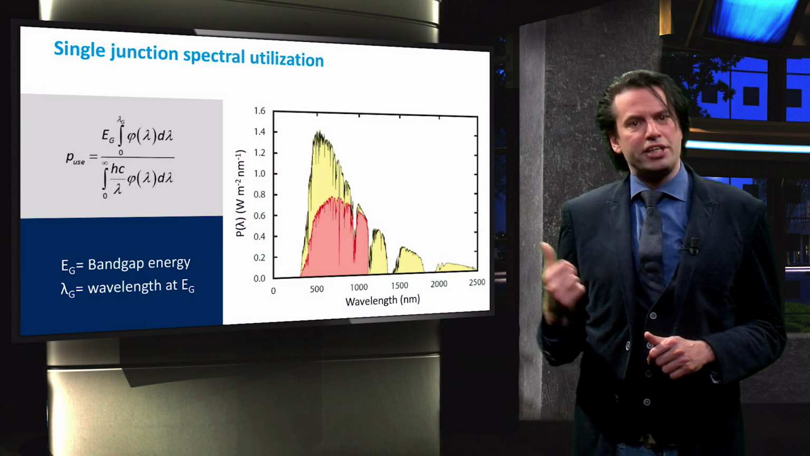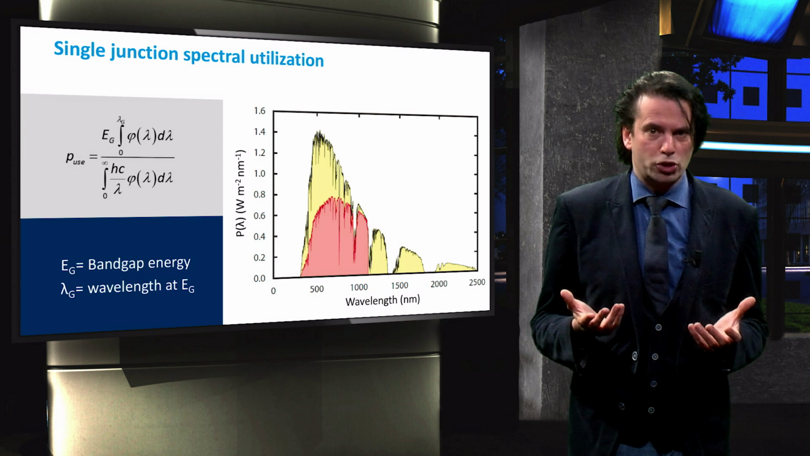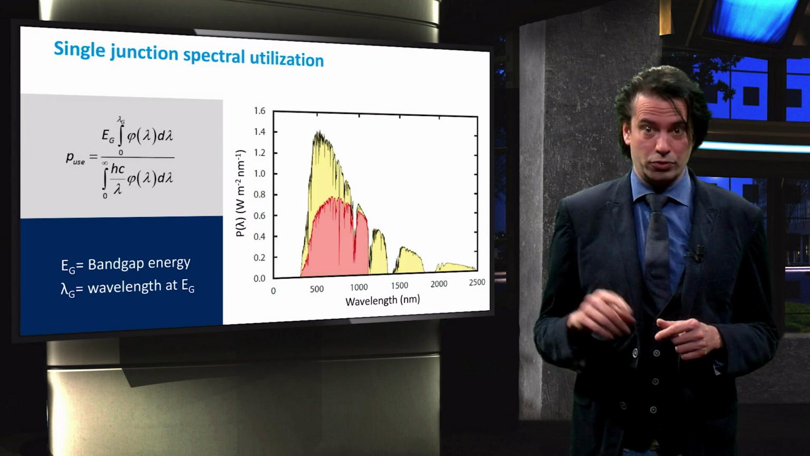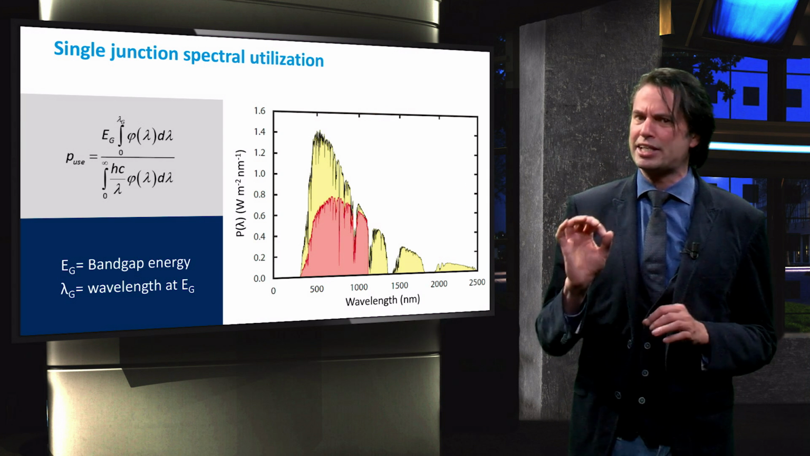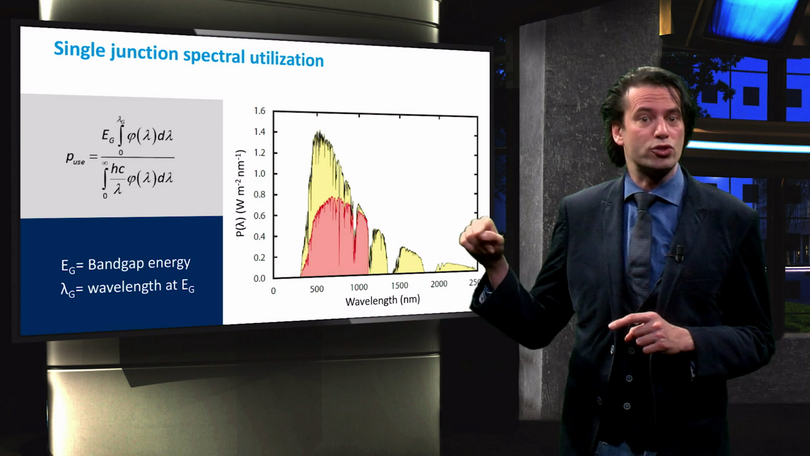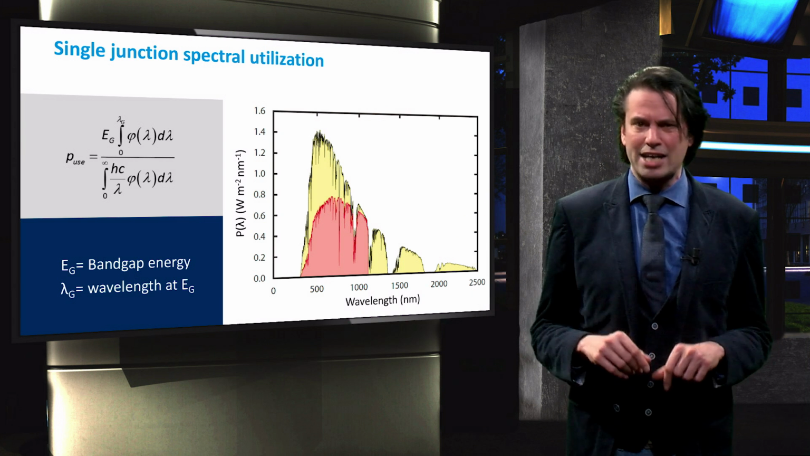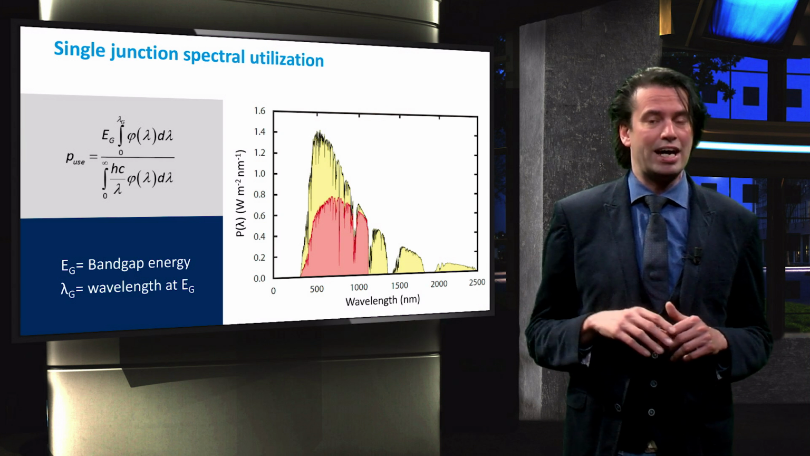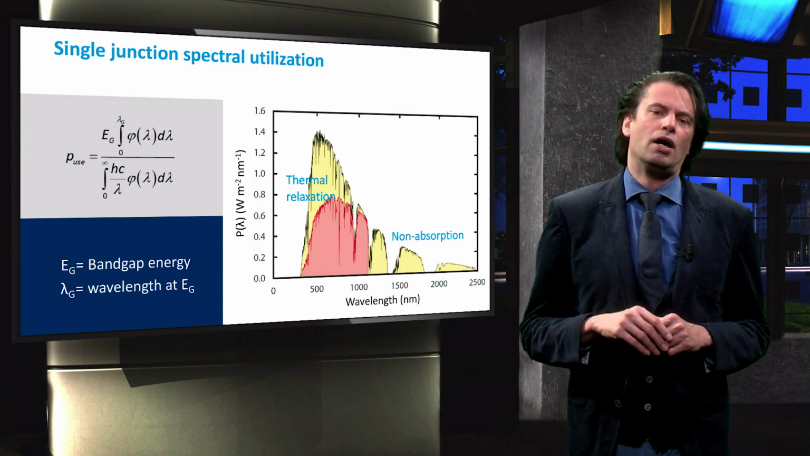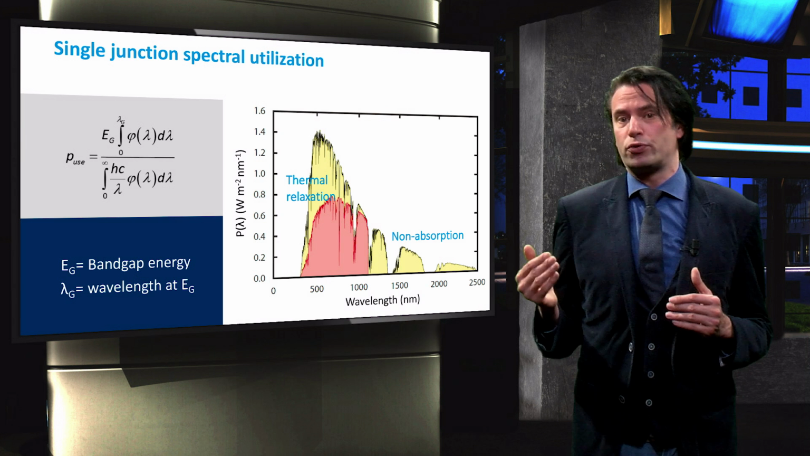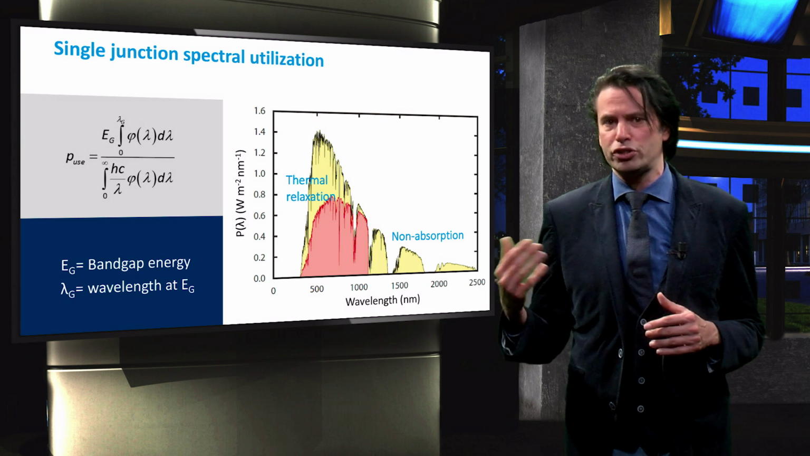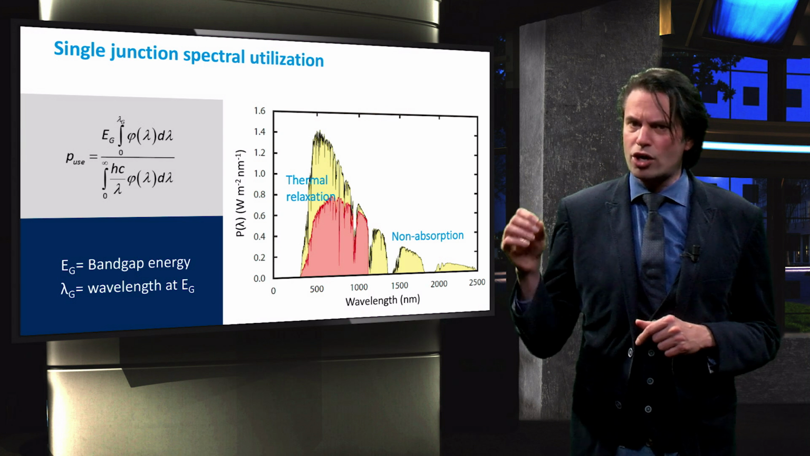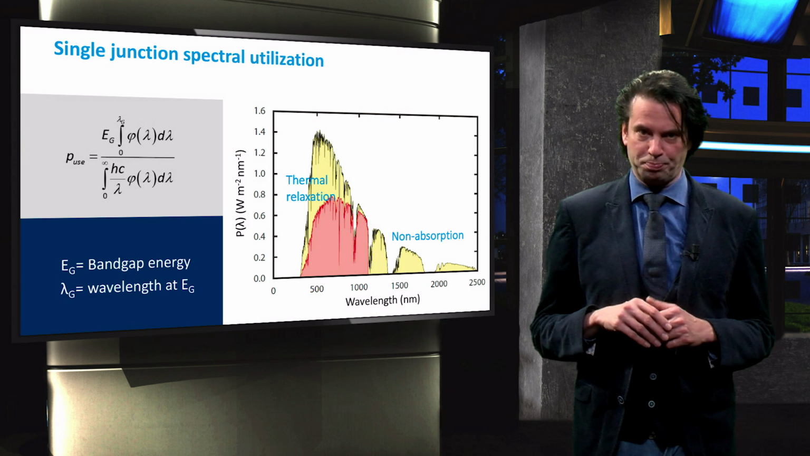This figure gives an impression of the usable fraction. The spectral irradiance of the AM1.5 spectrum is illustrated by the yellow area. The red area illustrates the fraction of energy that can be used by a single junction crystalline silicon solar cell. Such a solar cell has a band gap of 1.12 electron volts, which corresponds to a wavelength of roughly 1100 nanometers. Much of the energy in the short wavelength range in reference to the band gap energy is lost due to thermalization. In the long wavelength spectrum, the losses are caused by non-absorption.